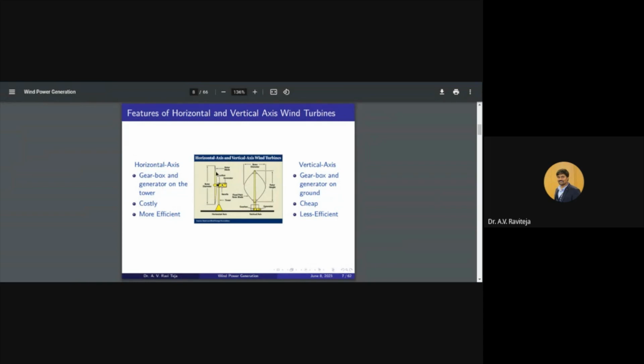Okay, so horizontal axis wind turbines are more efficient but costly, whereas vertical axis turbines are cheap but less efficient. So in small power installations, vertical axis wind turbines may be a good option because they are cheap, whereas for large power installations, mostly horizontal axis wind turbines are used because of higher efficiency, that means higher power. And if it is a large power installation in the range of megawatt or gigawatt, then a small efficiency difference will have a huge impact on the amount of power generated.